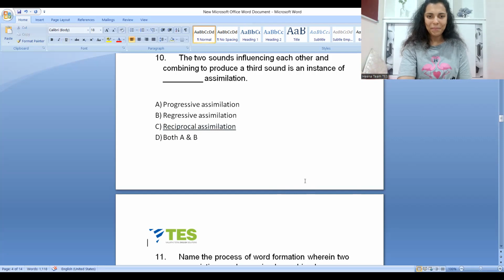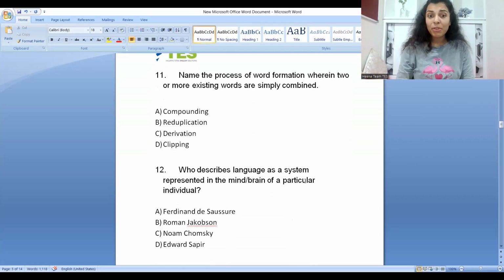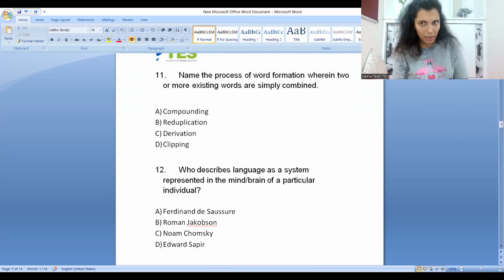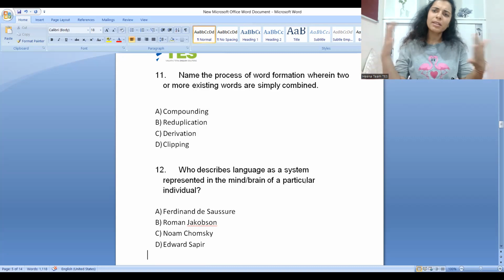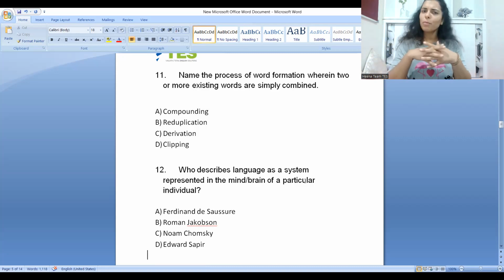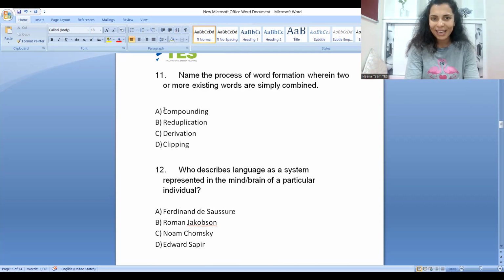Okay. Question number 11 on your screen. Name the process of word formation wherein two or more existing words are simply combined. Two or more existing words simply combined. What is that called? Option A, compounding. B, reduplication. C, derivation. Or D, clipping. The answer is option A, compounding.